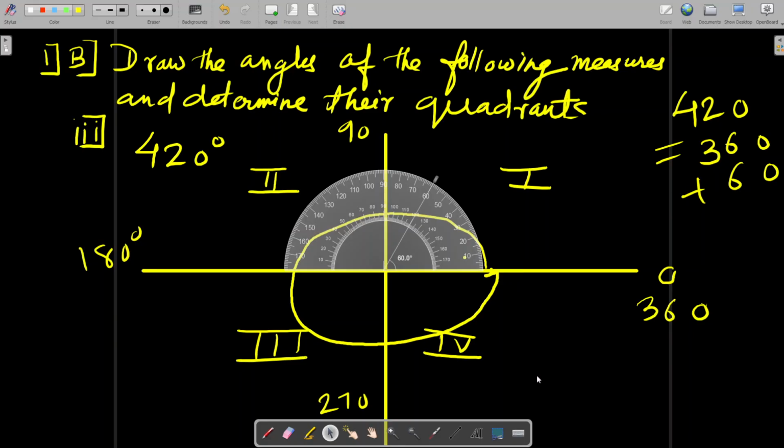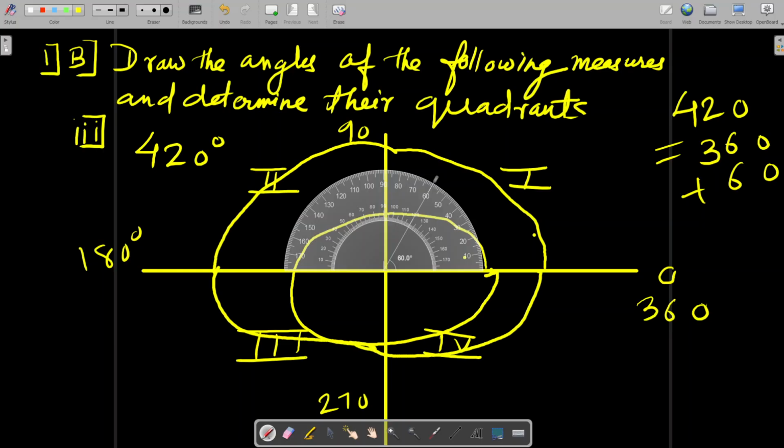So if I start from here, this is up to 90, 180, 270, 360 and again 60, that is 420. So it comes here in first quadrant.